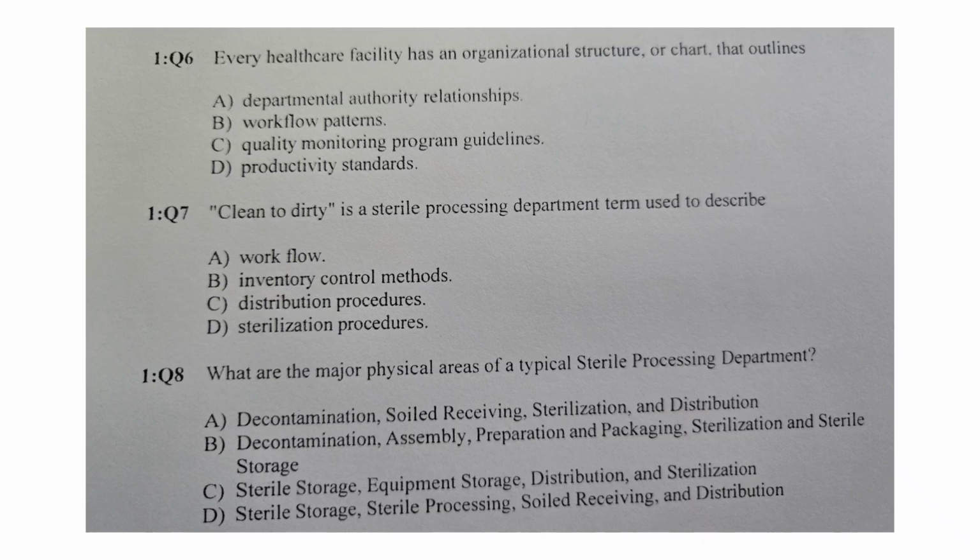Question 6. Every healthcare facility has an organizational structure or chart that outlines A, departmental authority regulations, B, workflow patterns, C, quality monitoring program guidelines, D, productivity standards. And the answer is A. Every healthcare facility has an organizational structure or chart that outlines departmental authority relationships.